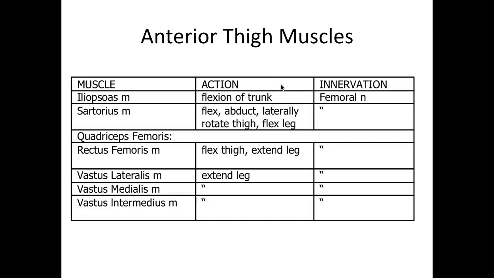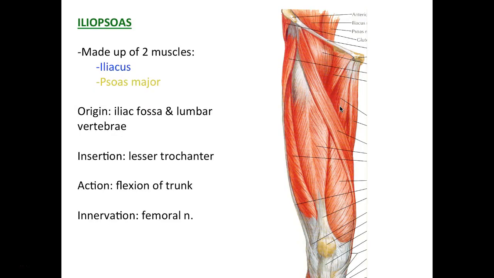And we have quite a few here, but a big chunk of it is the quadratus femoris. So we'll get into these four separate muscles, but I want you to notice that all of them are innervated by the femoral nerve. So the femoral nerve really innervates all anterior thigh muscles. So starting off with our iliopsoas, the P is silent here.